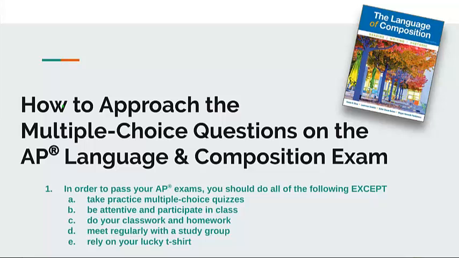We are going to be talking about how to approach the multiple choice questions on the AP Language and Composition exam. So to begin, it seems fitting that we answer a multiple choice question. In order to pass your AP exams, you should do all of the following except take practice multiple choice quizzes, be attentive and participate in class, do your classwork and homework, meet regularly with a study group, or rely on your lucky t-shirt? I think the answer there is pretty obvious.